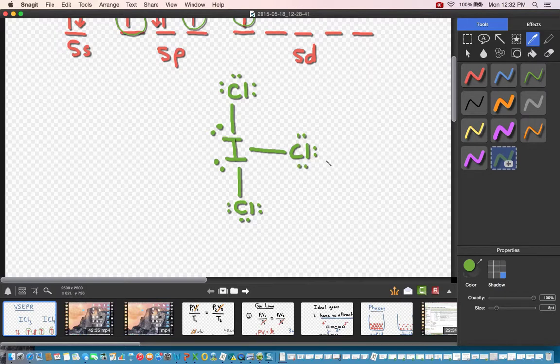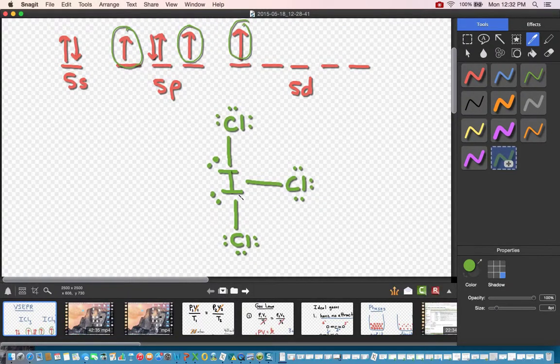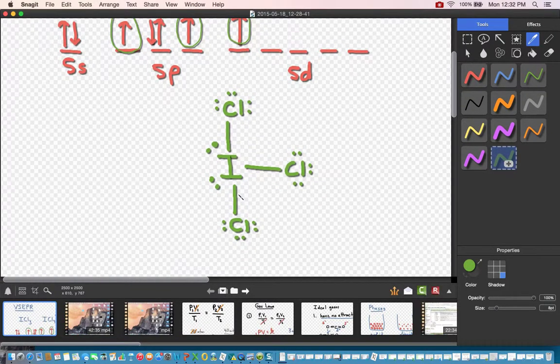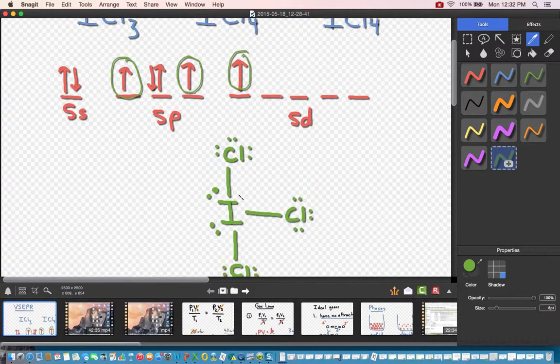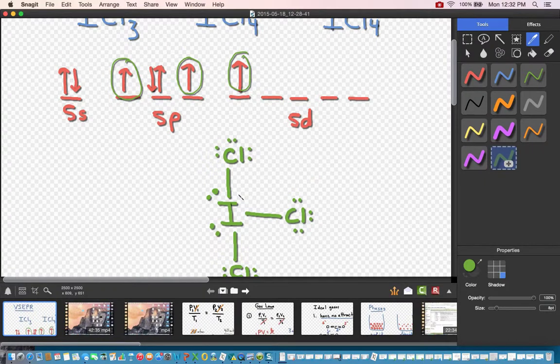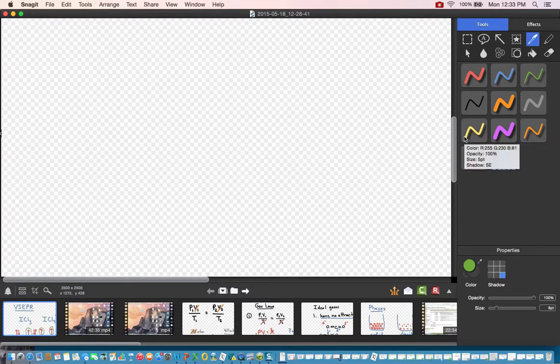When I have 5 areas of electron density, there is a family called trigonal bipyramidal this fits into. Trigonal bipyramidal with only 3 bonds is a T-shaped molecule. So let's imagine how we figure this out. I know I have 5 areas of density simply by counting them: 1, 2, 3, 4, 5. Draw the central atom.